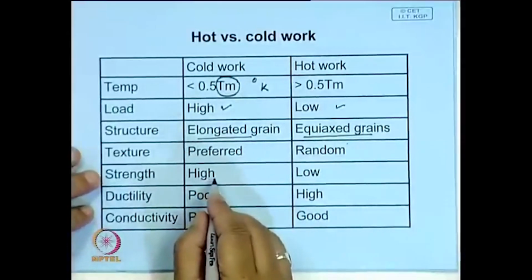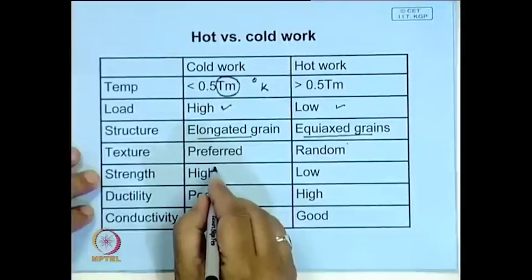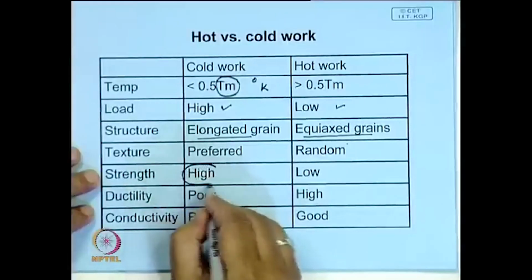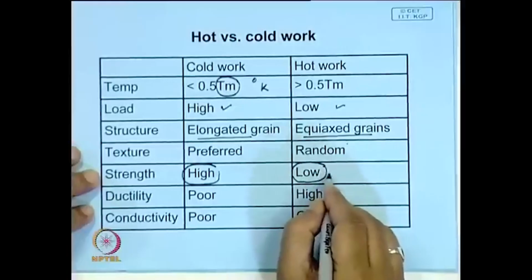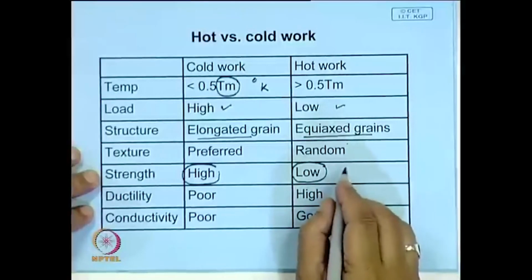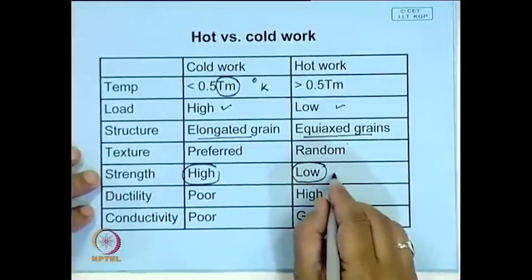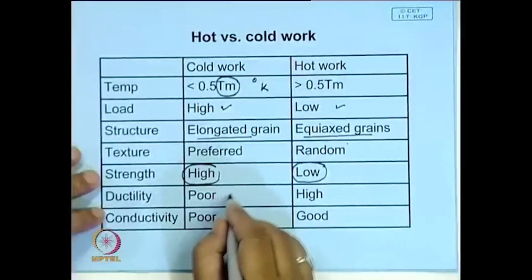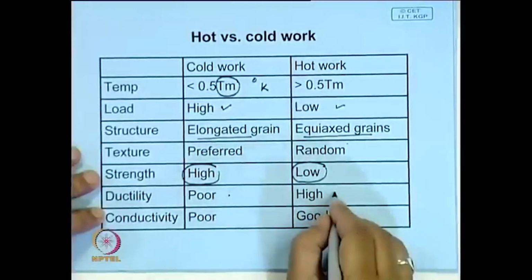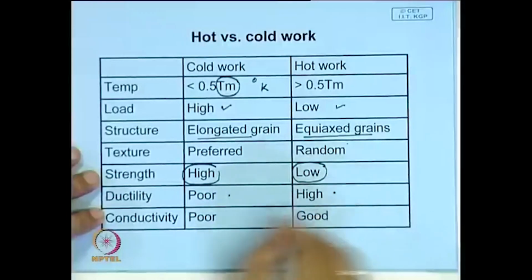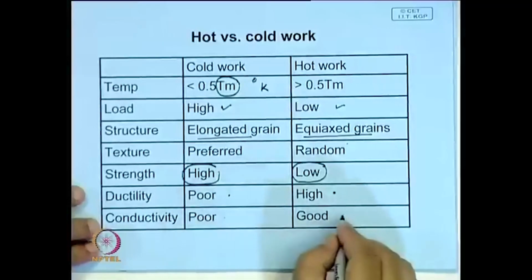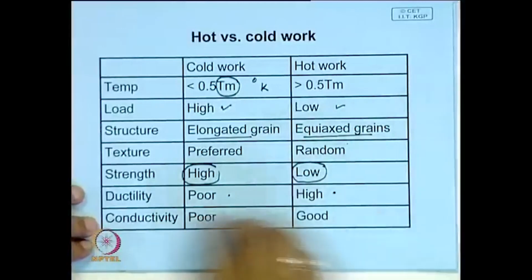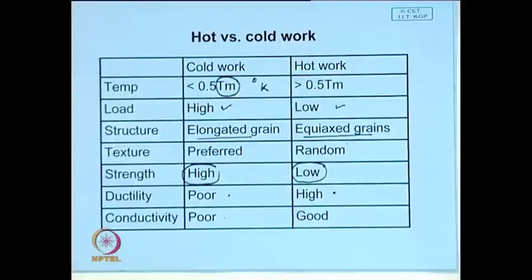Now, the strength of the cold work material, because it hardens, will be higher, whereas the strength of hot work material will be relatively low. It will be something similar to the normalized or annealed structure of the metal. Ductility in a cold work material will be poor, while ductility of a hot work material will be high. Other physical properties also change, like conductivity will be poor in cold working. In hot working, the conductivity will be good. Likewise, several other physical properties also will change.